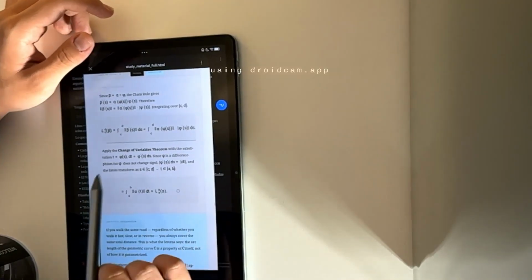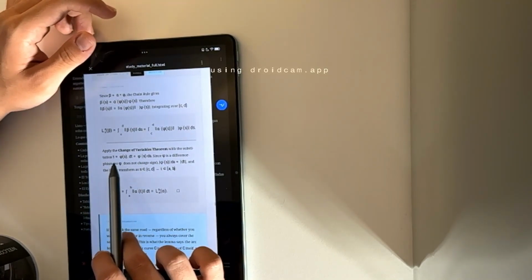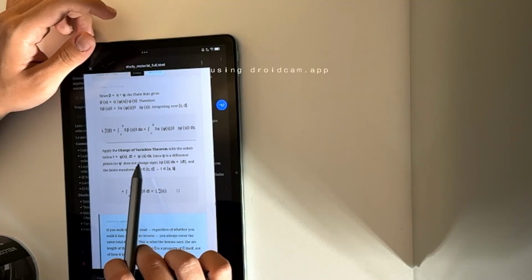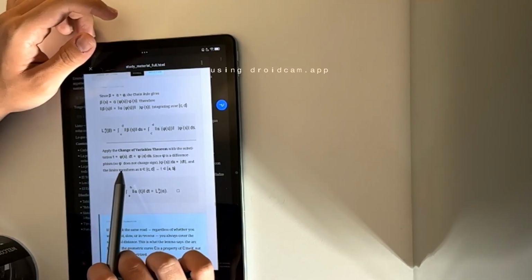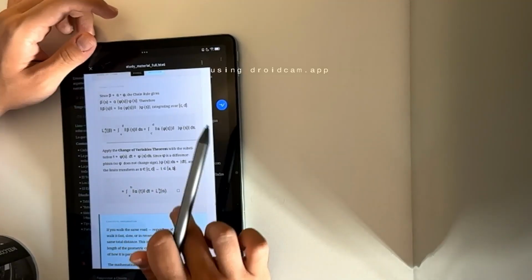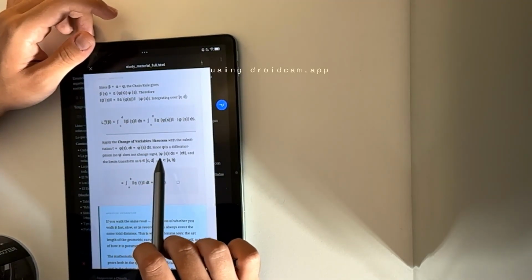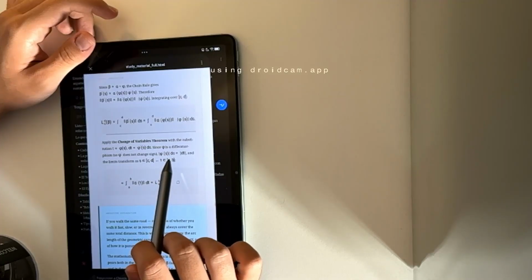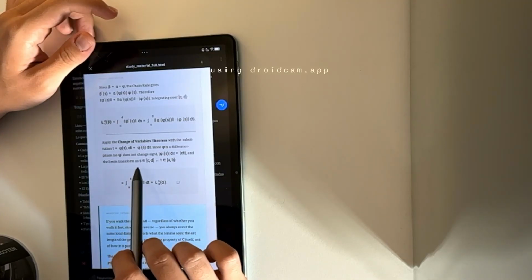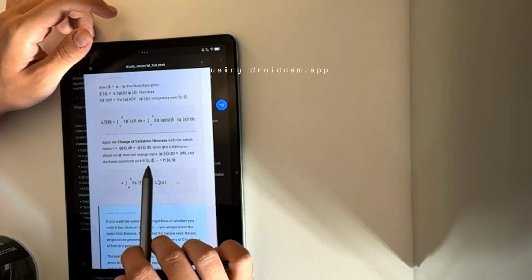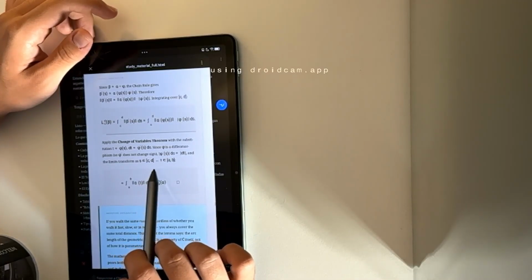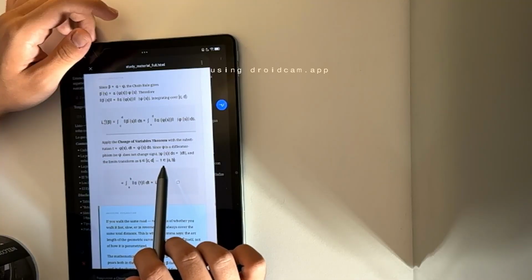Apply the change of variables theorem with the substitution t equals phi of s, dt equals phi prime of s ds. Since phi is a diffeomorphism, phi prime does not change sign. The absolute value of phi prime of s ds equals dt, and the limits transform as s belongs to the interval c, d if and only if t belongs to the interval a, b.